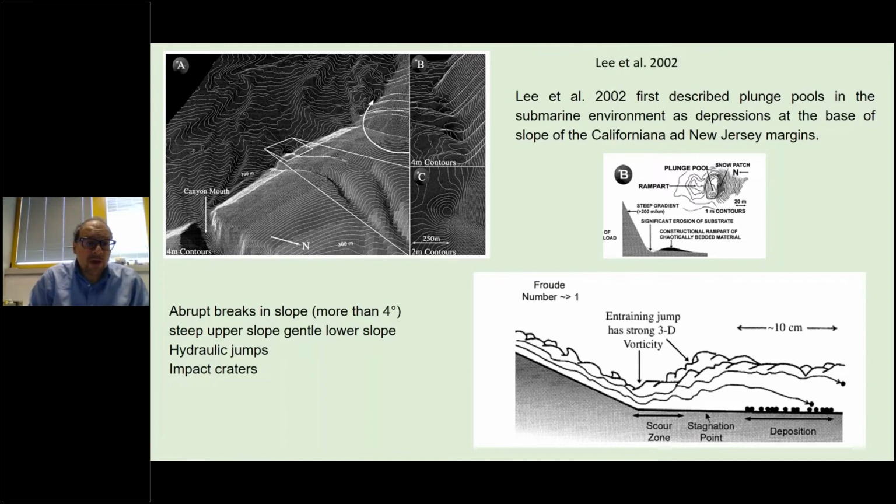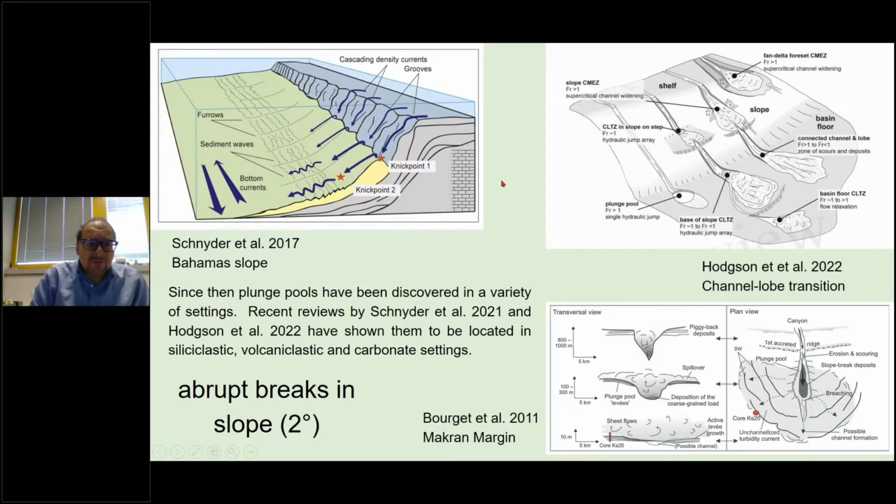more than 4 degrees. Following this first finding, plunge pools have been discovered in many other settings, both carbonate and siliciclastic. And one important thing is that they have been recognized as one of the settings that can be found at the channel mouth setting. They are also being described in canyon mouth. And these findings have shown that they can form in breaks that are much lower than what was thought at the beginning by Lee et al., because they form in slope break that are about 2 degrees.